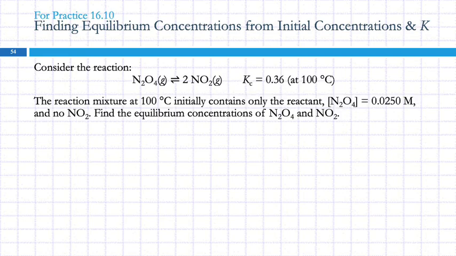Okay, let's try a different one. Here we're starting with just the reactant and no product. N2O4 in equilibrium with 2NO2. Initially we have 0.0250 and 0.